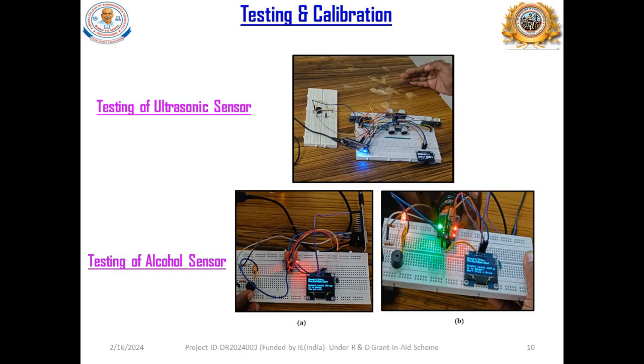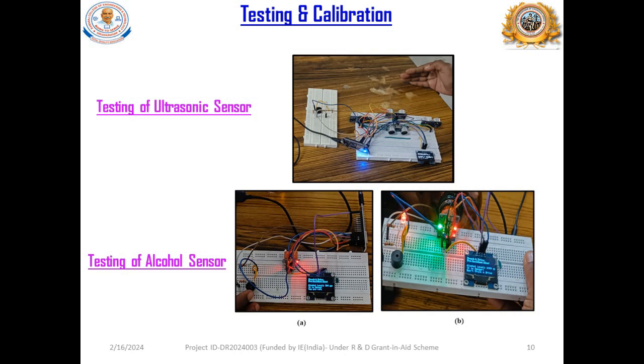This is the testing and calibration of each individual module. So the first one is testing of the ultrasonic sensor, the second one is testing of the alcohol sensor, and next one is testing of the vibration sensor as well as testing of the GPS module. All the testing and calibrations are done in breadboard connections, and we got the proper output.